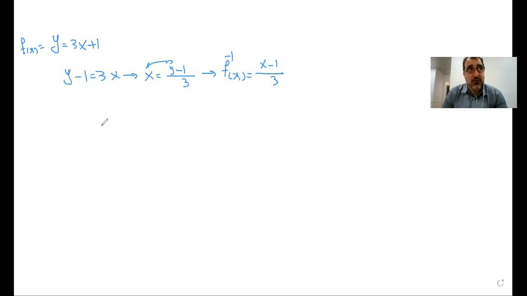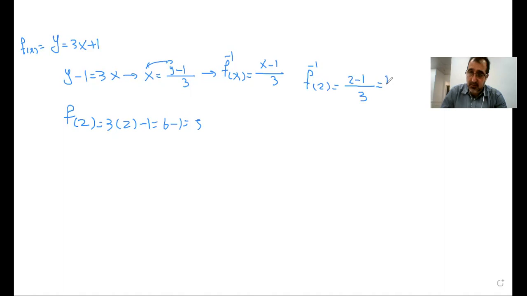For instance, we can evaluate the function and the inverse function like this. f(2) is going to be 3 times 2 minus 1, 6 minus 1, 5. What about f inverse of 2? Then (2 minus 1) over 3 makes 1 over 3. I can graph both of these functions on the same Cartesian system like this.